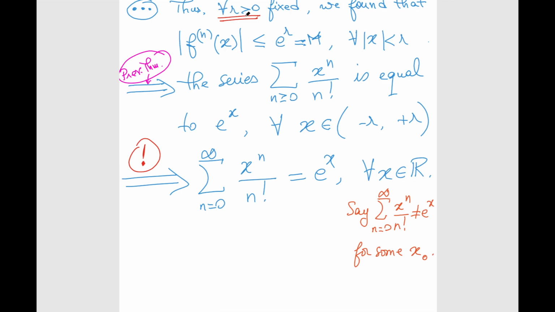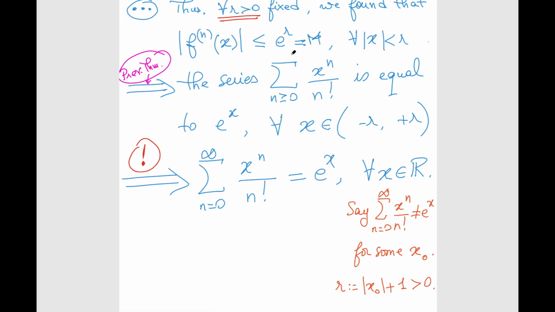We know that if you choose an R, then these two are the same for any x between minus R and R, correct? I'm supposing that they're not the same for some x naught. I'm going to choose R to be the absolute value of x naught plus 1. How about that choice for R? Certainly this number is bigger than 0, it's at least 1, right? So certainly such an R can be chosen to replace this R here.